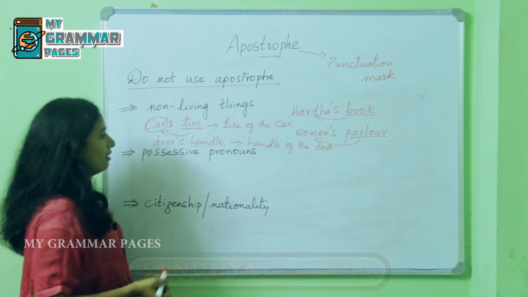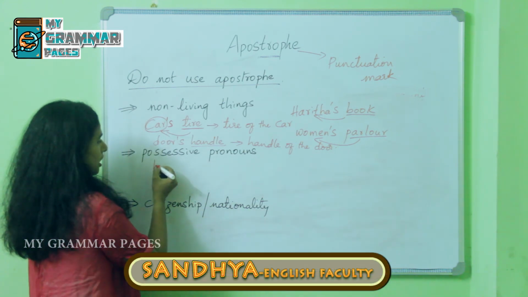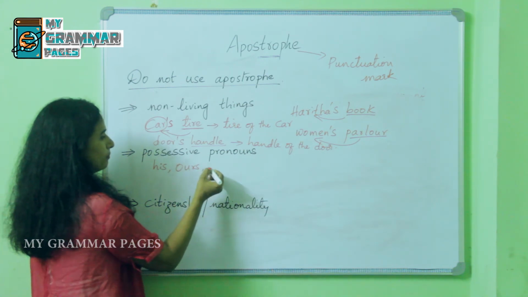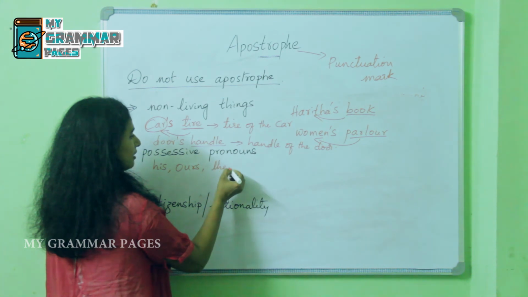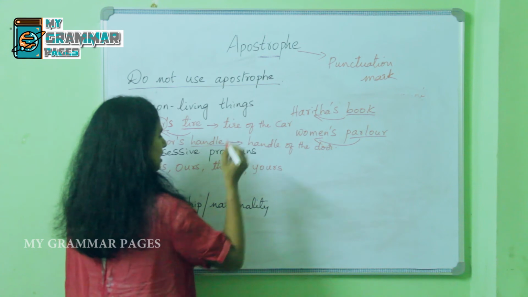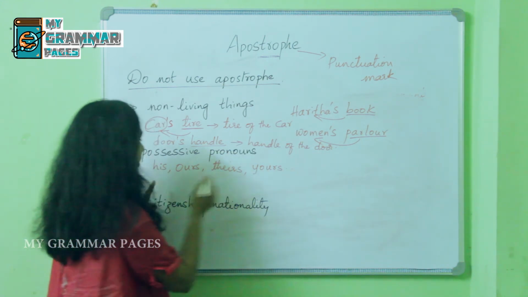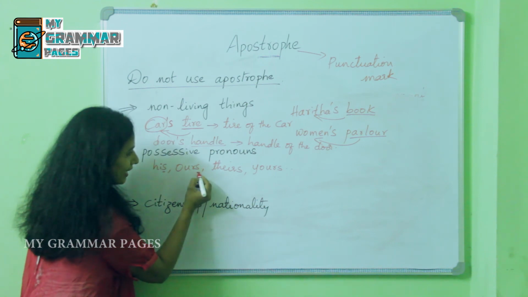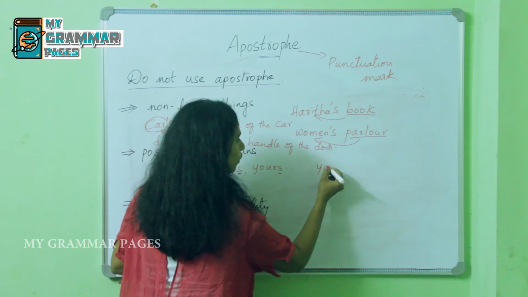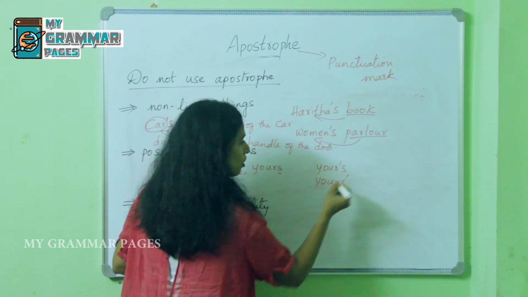And the second thing is possessive pronouns. What are possessive pronouns? His, ours, theirs, yours. These are the possessive pronouns, etc. So, though they are ending in S, we are not supposed to keep an apostrophe over yours like this, or else yours like this.